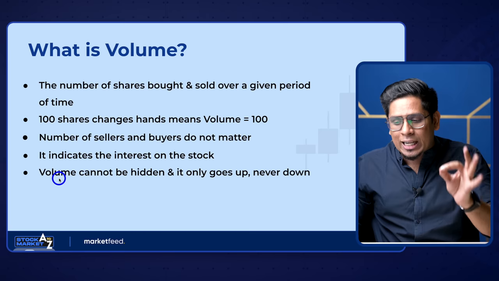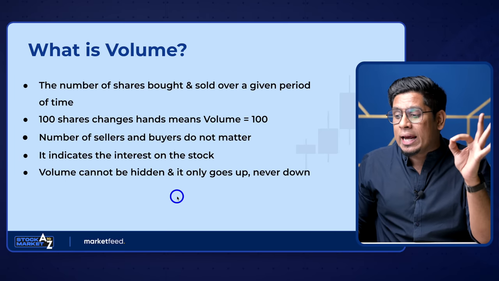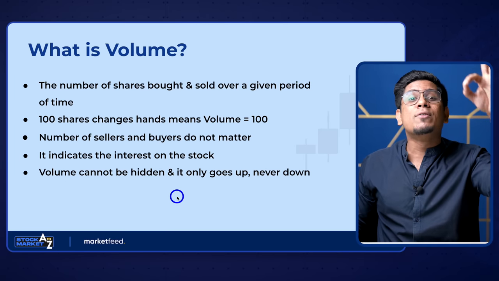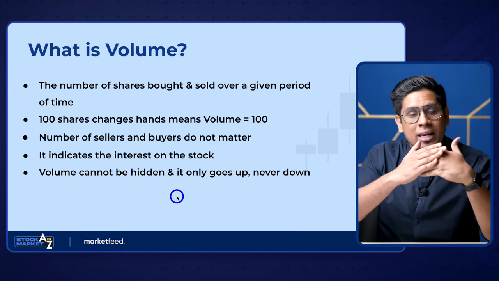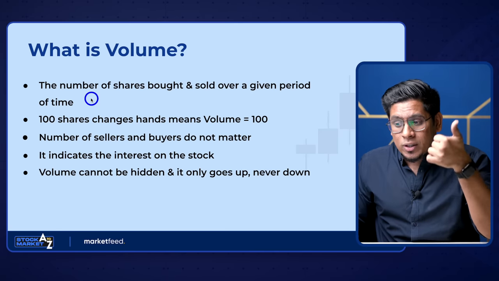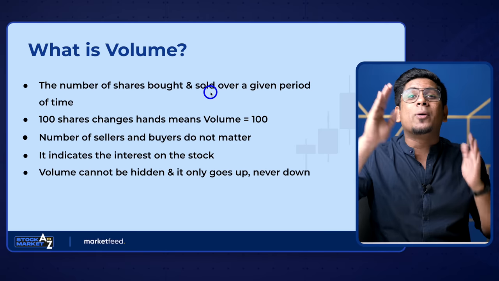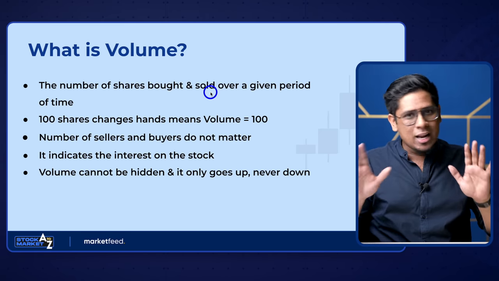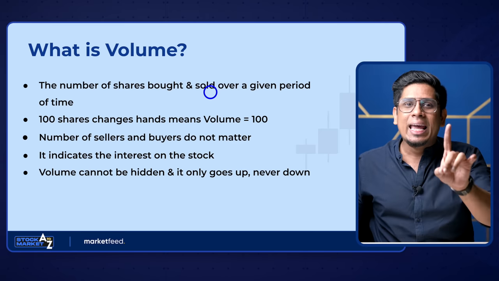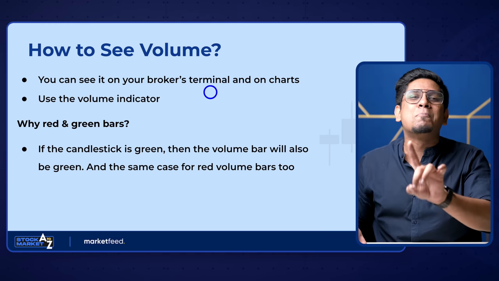No worries. The last point here is volume cannot be hidden and it only goes up, never down. Correct. It can only go up because it is the total number of shares bought and sold over a given period of time. So volume can only go up, never down. I hope this is clear. Now, I hope you get the theory. In that case, let's get into some practicals.